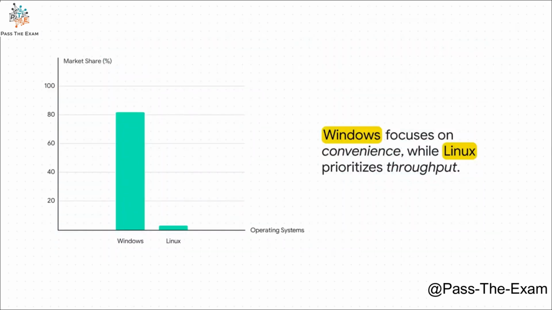And you can totally see this battle playing out in the real world. Think about Windows. For decades, it dominated the market because it went all in on convenience. It made computers friendly for everyone. But then, for certain jobs, people needed more horsepower. They needed that raw throughput. And that's where something like Linux comes in. It's not always the easiest to use, but man, it's built for speed and efficiency.